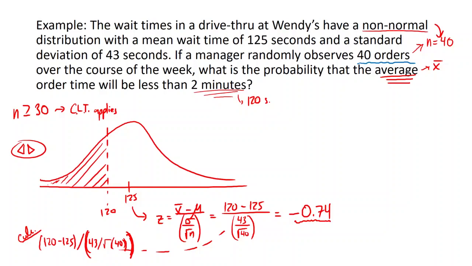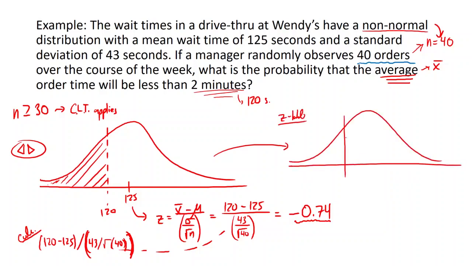Now, what do we need to do? We need to take that z-score to the z-table and just look. So now we look up negative 0.74 on our z-table. And this one's probability below, so it's going to come straight off the table. If you go to the negative side of your table, negative 0.74, what's the area down there? 0.2296.